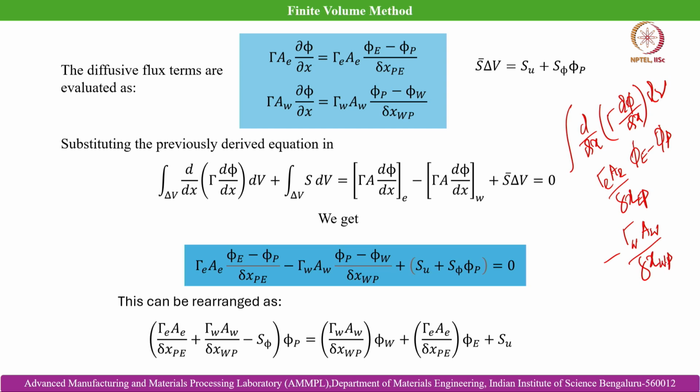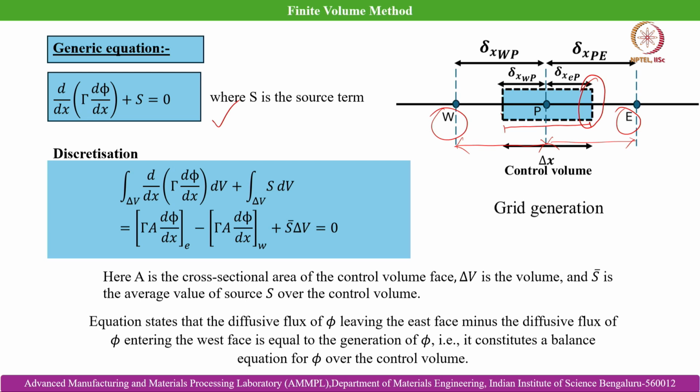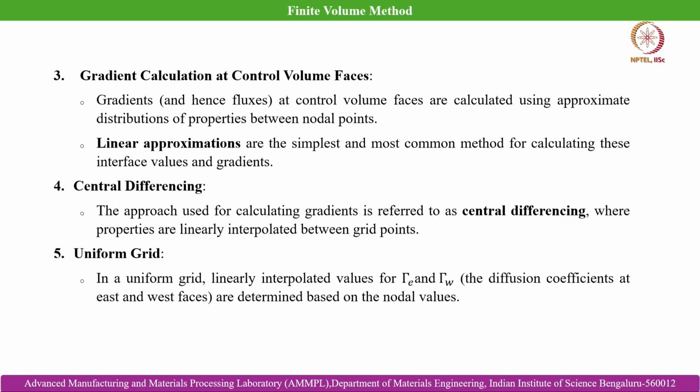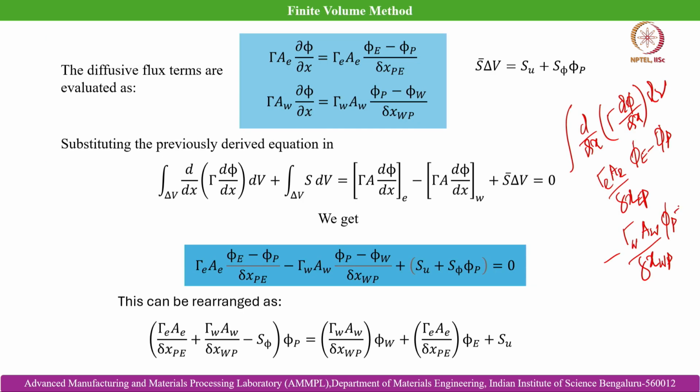and the nodal point, and then it should be phi p minus phi w, because phi p, as we have seen in the control volume, is at the east. So, this is how we can get the approximate solution for this part of the governing equation.